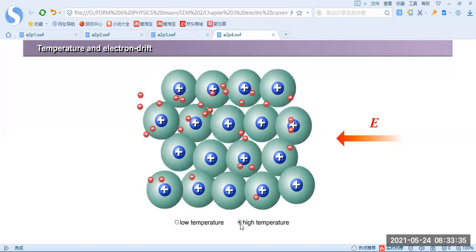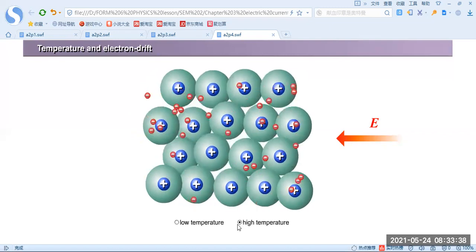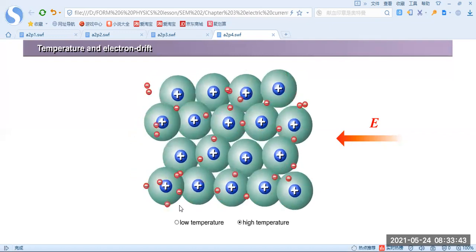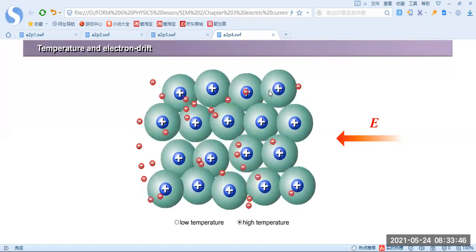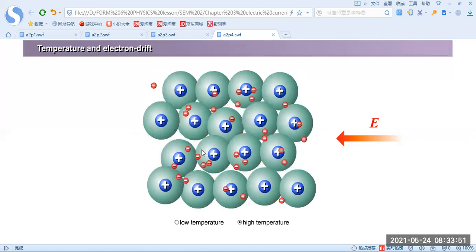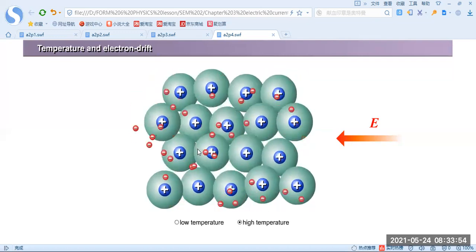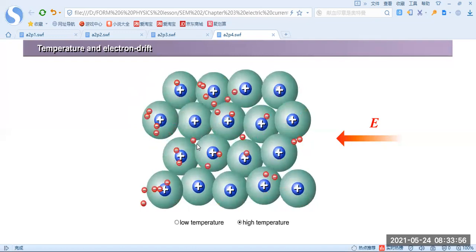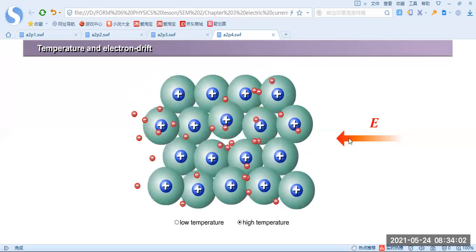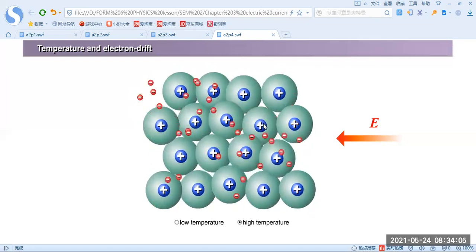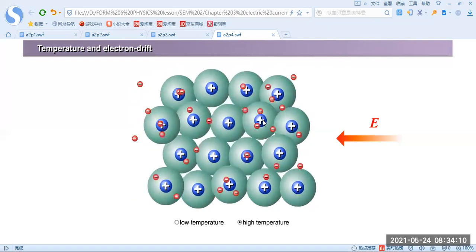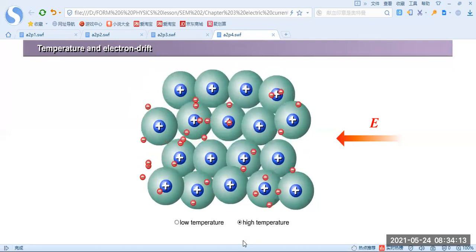When the temperature increases, we notice that the atoms of the conductor, the atoms of the material, vibrate more and cause the electron to move slower. Why? This means that when the temperature increases, the resistance also increases, and the resistivity increases and causes the velocity to reduce.